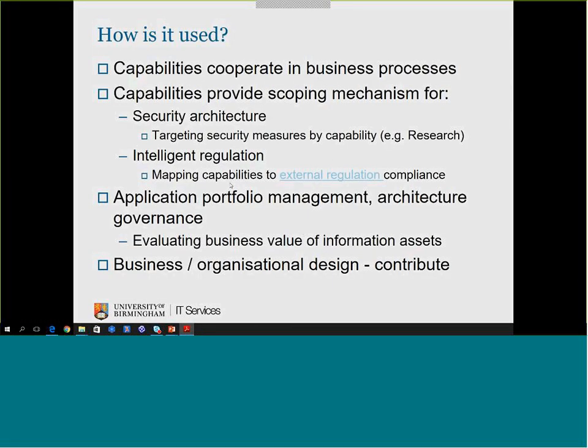Applicable portfolio management and architecture governance, trying to evaluate the business value of systems or information assets. Of course, the business and organized design. I wouldn't lead on the business design, but I do contribute to it, and this is one of the things that I contribute.